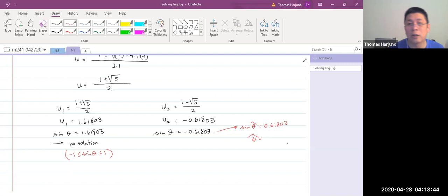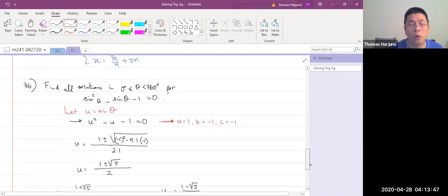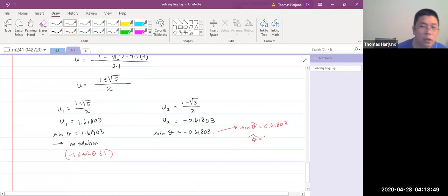Oh, I need that in radian. Oh, in degree, so I'm fine. So in degree, after I use my calculator, I get 38.17271 degrees.